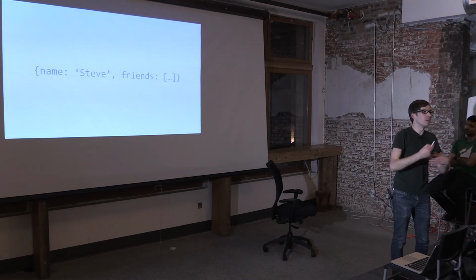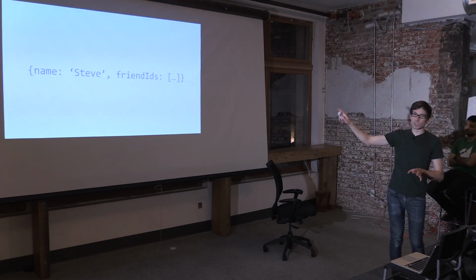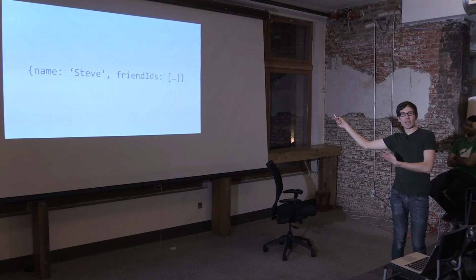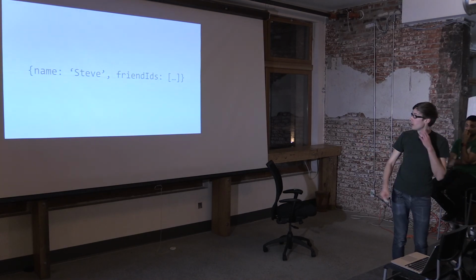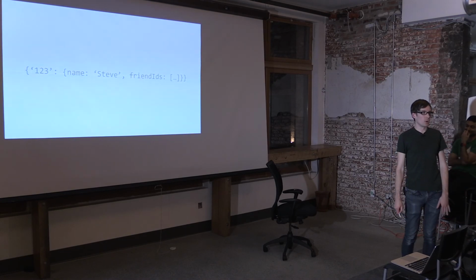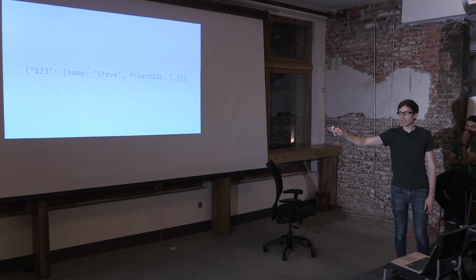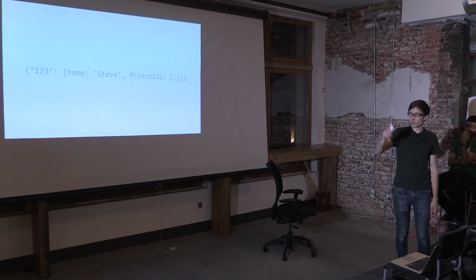So maybe it would be better to store this in a normalized data store and instead have foreign key references. So now I'm a user, and these are my friend IDs, foreign key references. That's cool. So now we need to flatten things into a normalized store. Here's the user store. 123 is me, and my friends have different IDs.